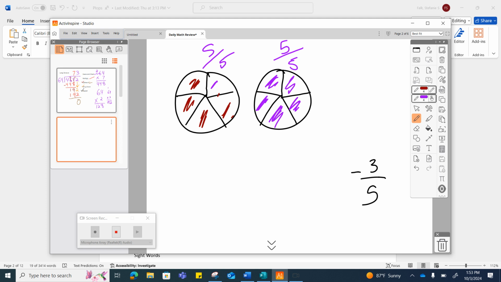How many did I want to take away? 3. So watch this. This works really well on the board. I took away 1, I took away 2, I took away 3. How much is left? One whole and 2 fifths. Okay? Thank you for watching.